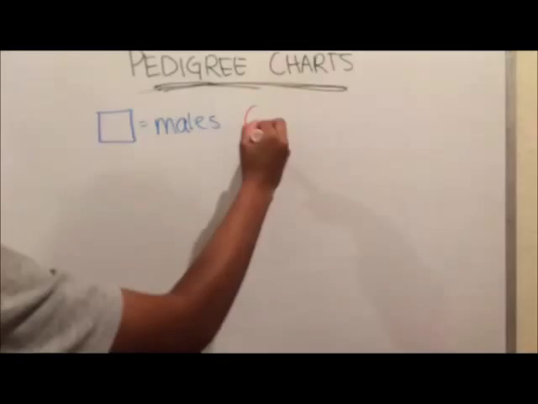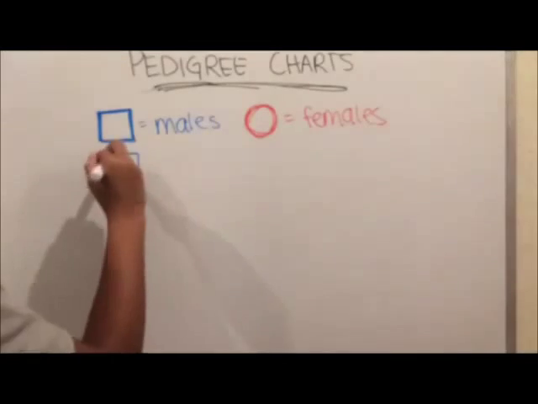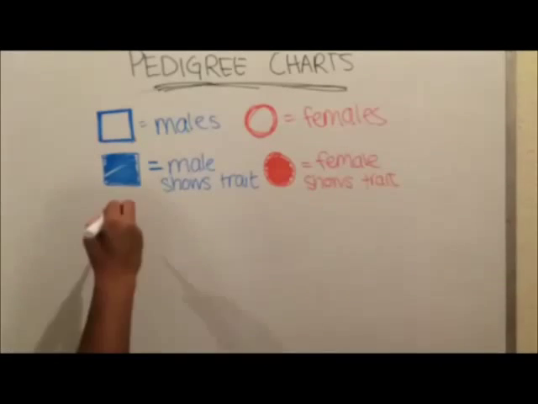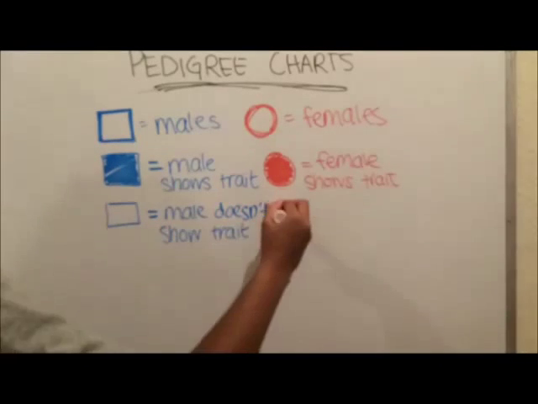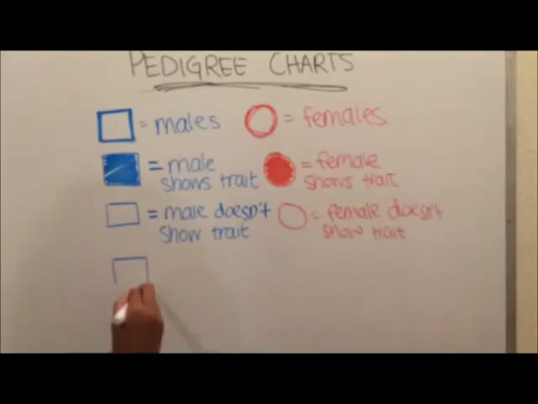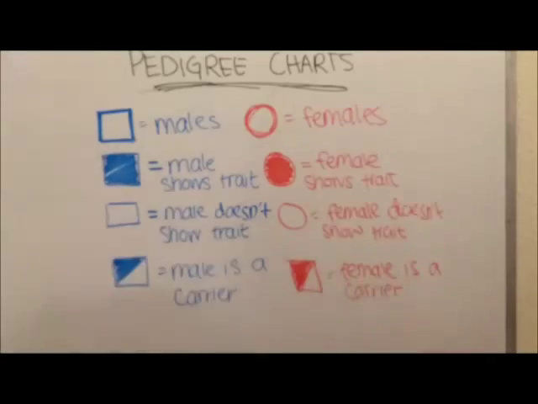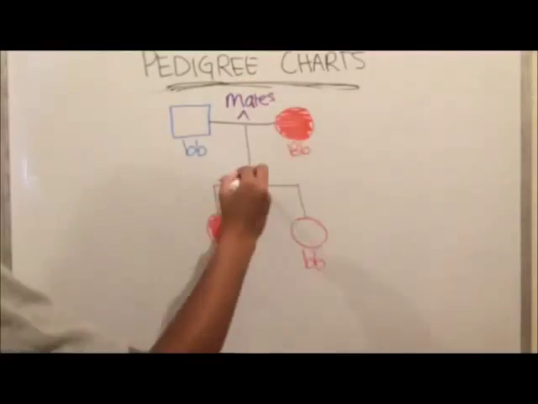On a pedigree chart, boxes represent males and circles represent females. A shaded shape means that the person shows a trait. A white shape means that the person does not show the trait. And a half-shaded shape means that the person is a carrier of the trait. The lines connect the person to their mate and children.